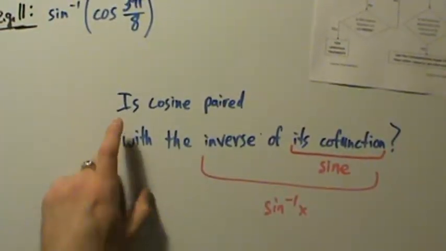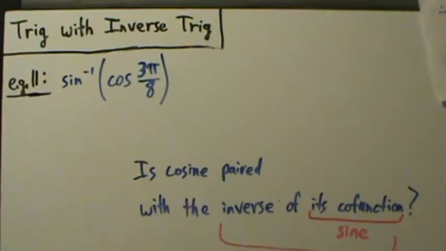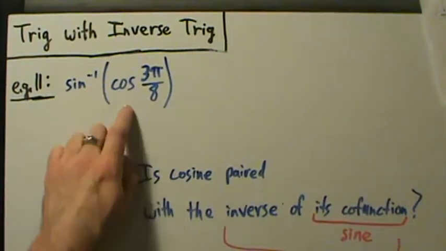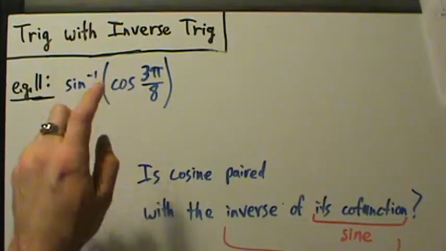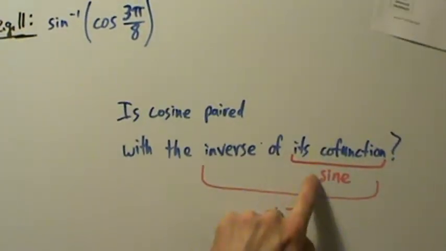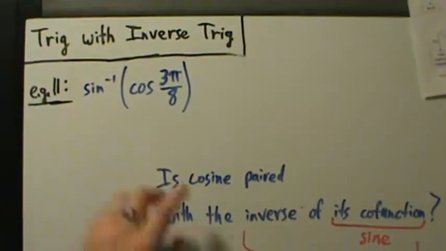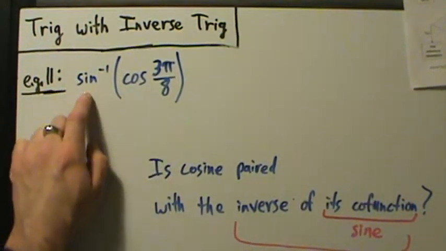So again, when we ask this question, is the function paired with the inverse of its cofunction? In other words, here's the function. Is the inverse function the inverse of the cofunction? Well, if cosine is the function, then the cofunction is sine. The inverse of the cofunction is inverse sine. So yes, the function is paired with the inverse of the cofunction.